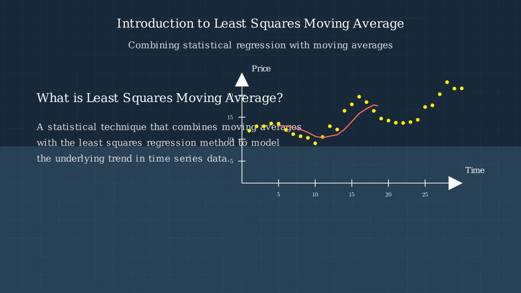A simple moving average gives equal weight to all data points in the calculation period, resulting in a line that follows the data but with some lag. The least squares moving average fits a regression line to the data points within the specified period, resulting in a smoother representation that better identifies the underlying trend.